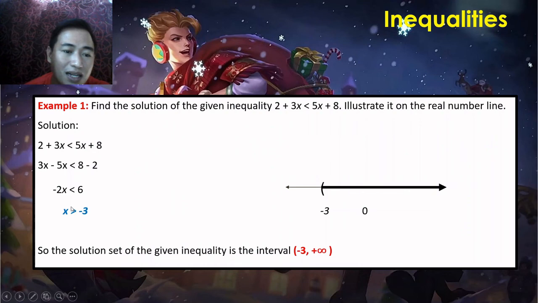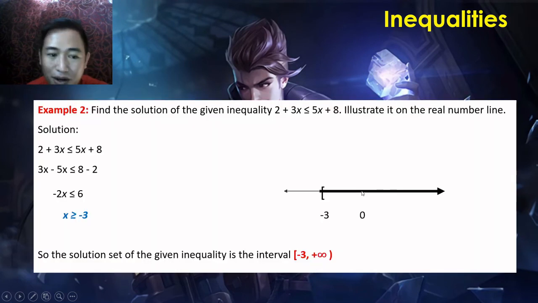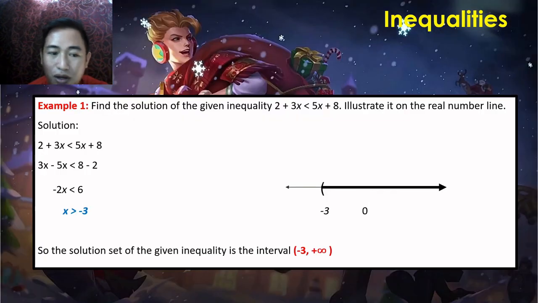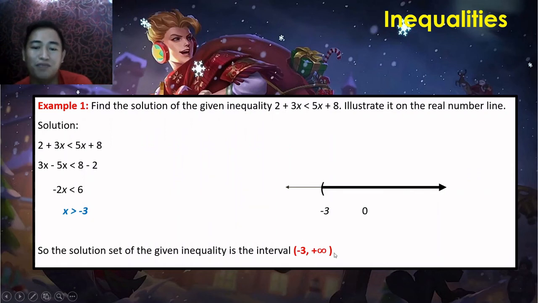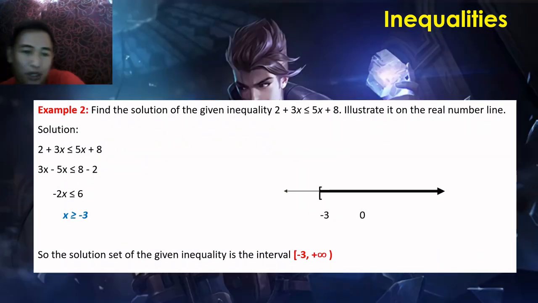Just remember, class, where the sharp end of the inequality sign points, that is where the arrow goes. Wherever the side x is on, that's where the arrow goes. So the solution set of the given inequality is the interval negative 3 to positive infinity. X is greater than negative 3, so these are the numbers greater than negative 3, the positive ones.